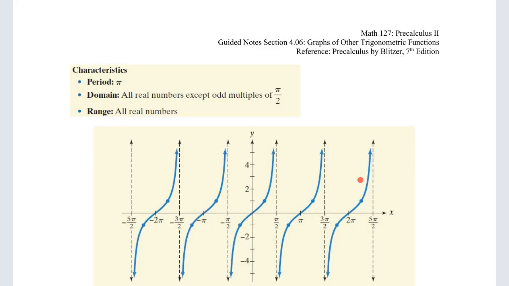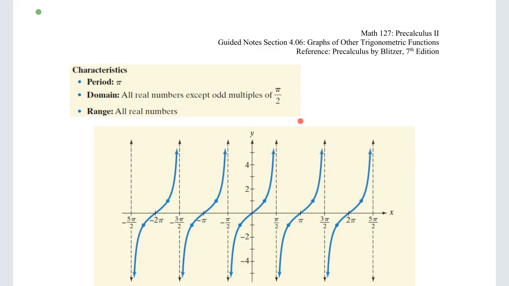For the characteristics of the tangent function, we have the period, which is pi. As you can see here, one full period is from the first asymptote up to the next consecutive asymptote. So one full period gives you a total of pi.